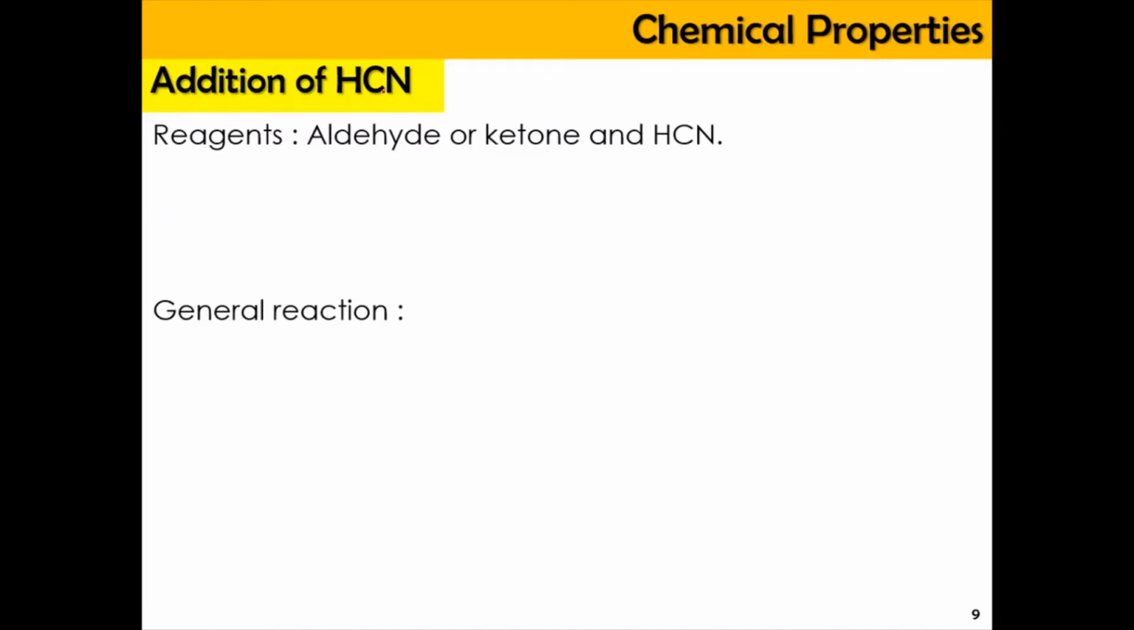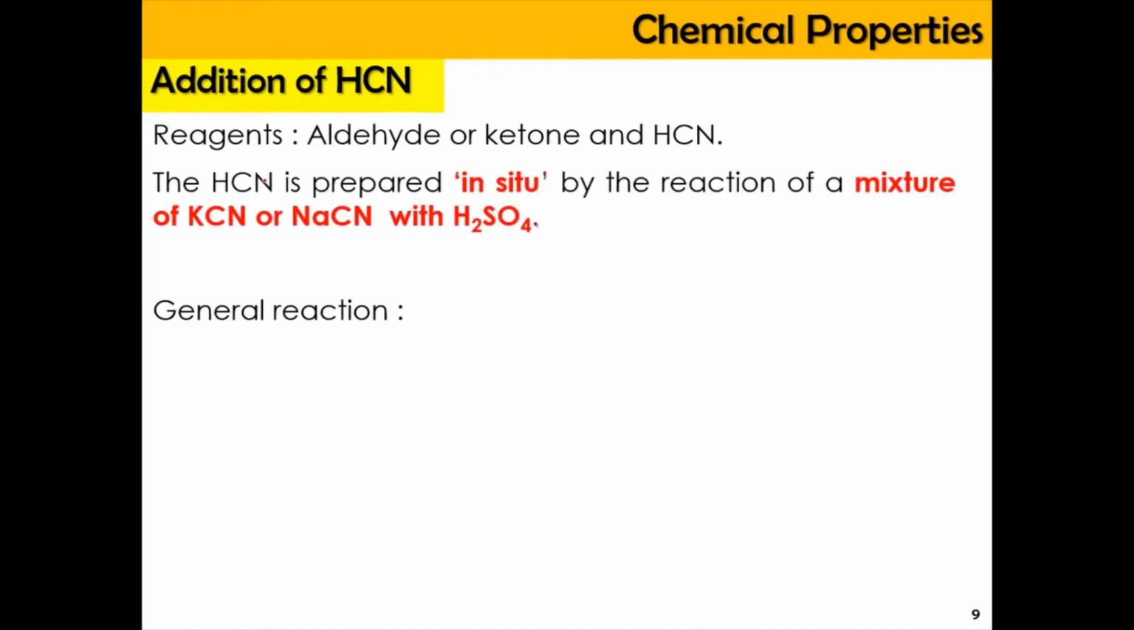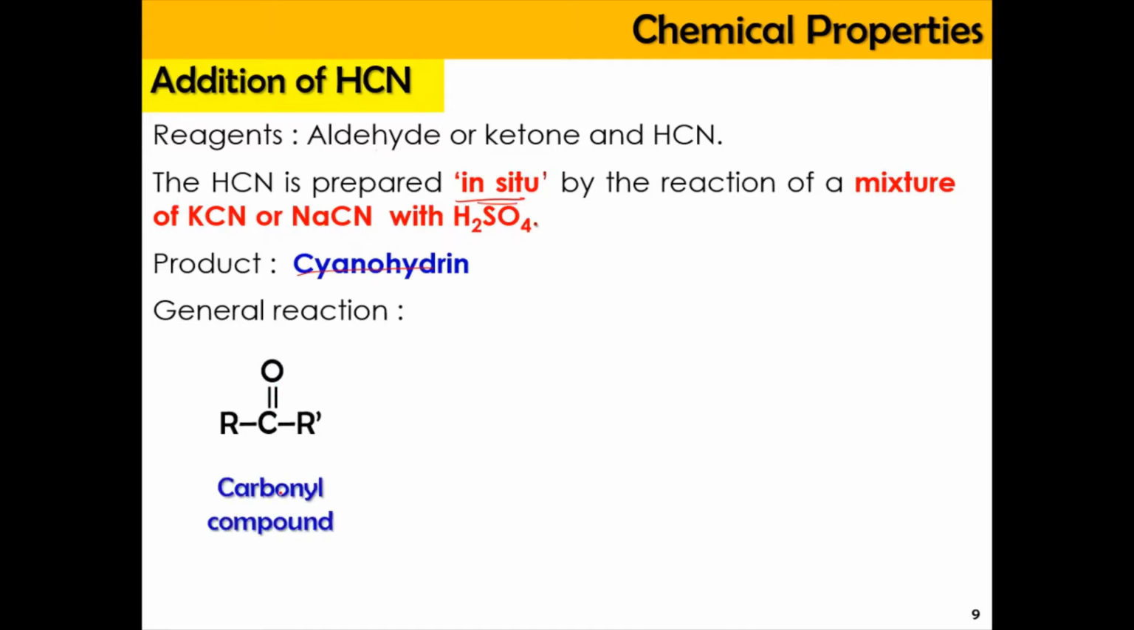So for the addition of HCN, the HCN is going to be prepared in situ, secara terus, by the reaction mixture of KCN or NaCN with the sulfuric acid. So the reaction between our carbonyl compound and HCN is going to produce a cyanohydrin. So let's say we have a carbonyl compound here, and then you react it with NaCN in the presence of H2SO4, the reaction of this one and this one essentially will produce HCN.